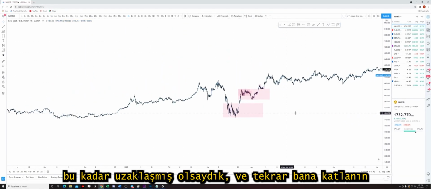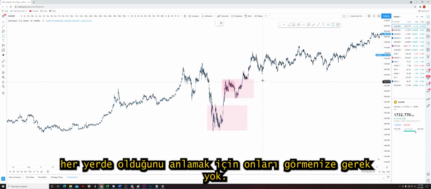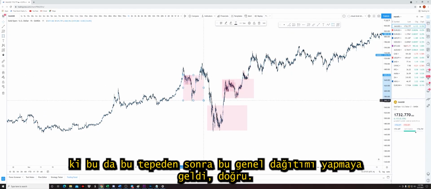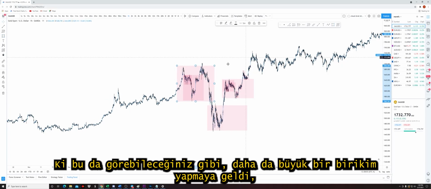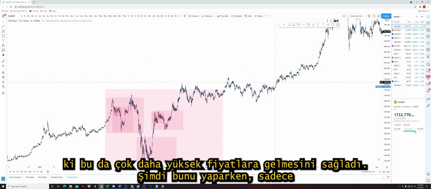So again, if we were this zoomed out, and bear with me because I know you cannot see the candles, but you don't need to see them to understand that Wyckoff happens everywhere. Okay, watch. Distribution that came to make this overall accumulation, which came to make this overall distribution after this high, running all the highs, that came to make, as you can see, an even bigger accumulation, which came to make much higher prices.